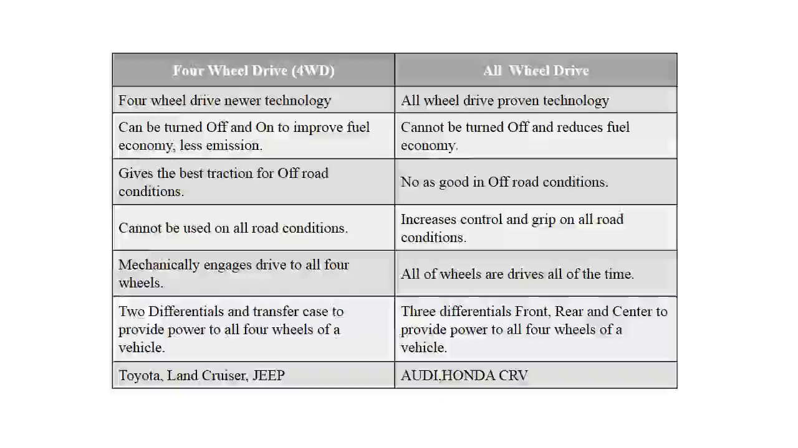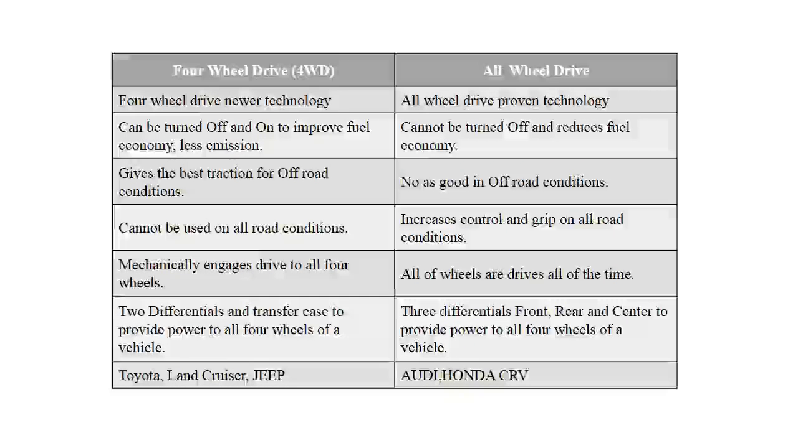Getting? So here the applications are Toyota Land Cruiser and Jeeps; so many applications are there for four-wheel drive. For all-wheel drive, Audi, Honda, Honda CRV. Likewise, there are so many vehicle models available in the market.